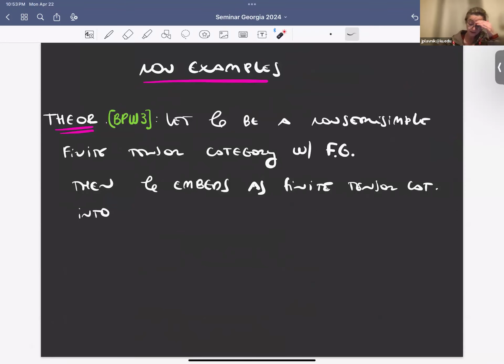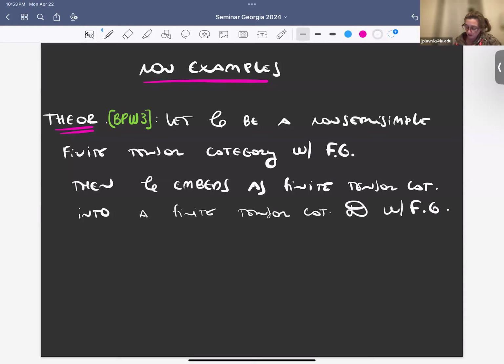What we proved with Peter and Sarah in this other follow-up paper generalized some of the things that we proved with Sarah in a previous paper. It's related to this non-example thing. The setup for this is a non-semi-simple finite tensor category satisfying the finite generation condition. And what we can do is always embed this one, as a finite tensor category, into another finite tensor category, which I will call D, that also satisfies the finite generation.